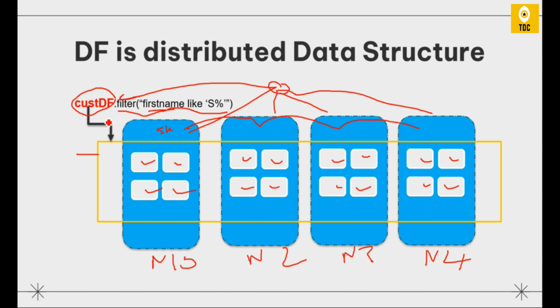The power here is that instead of taking like 20 seconds, since it is parallel processing, it might just take 5 seconds to search this. And that's how a data frame is distributed.